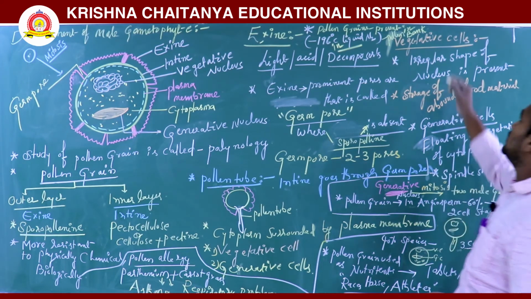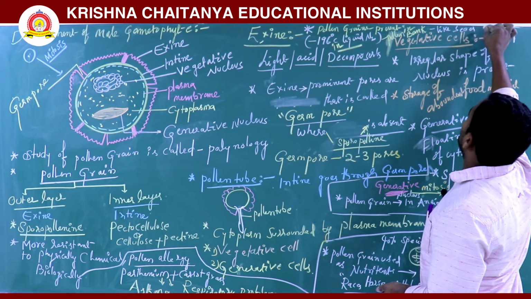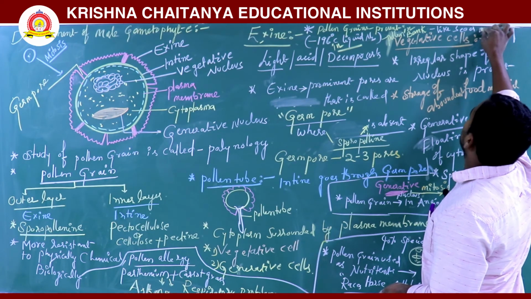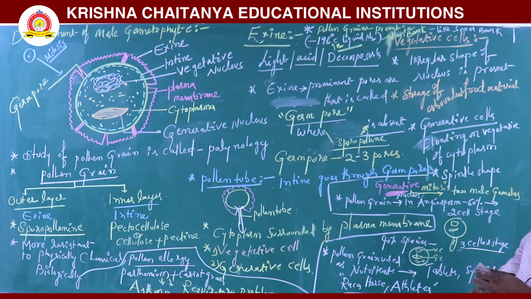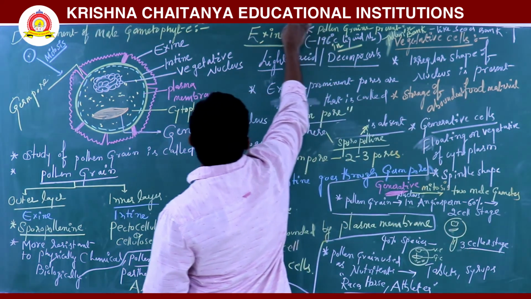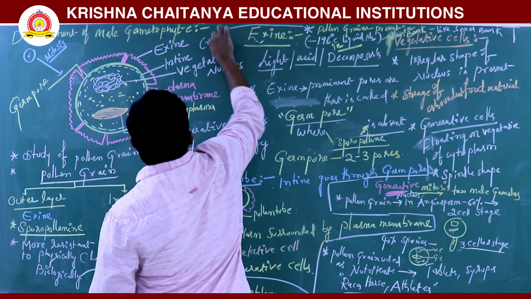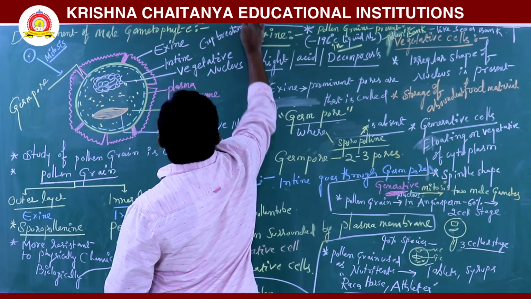Like seed banks, where we preserve seeds, we are preserving pollen in liquid nitrogen at very low temperature. That is called a pollen bank. It is also used for crop breeding programs. These are all used for crop breeding programs.